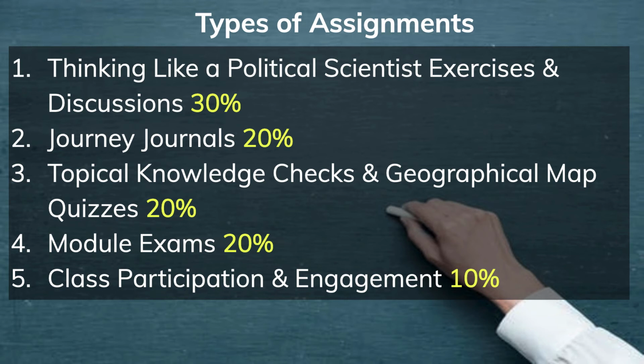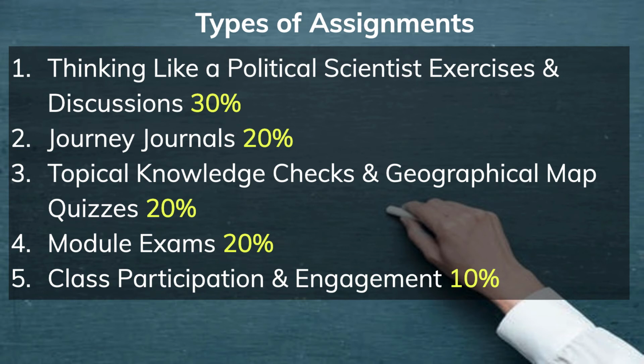So I've created assignments called Thinking Like a Political Scientist. These are exercises and discussions. You'll have an opportunity to explore various concepts, issues, and events and begin to develop the critical thinking skills it takes to think like a political scientist. Many of the assignments will have both an individual component and a group interaction component.